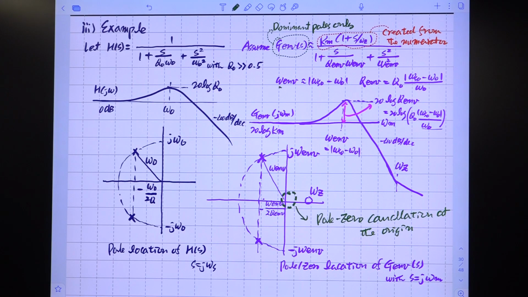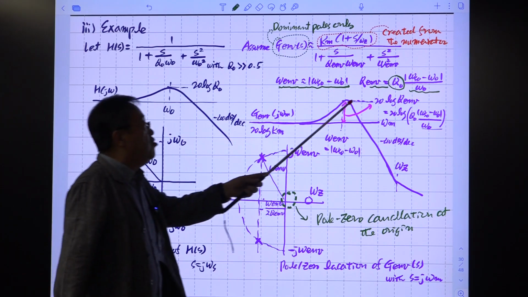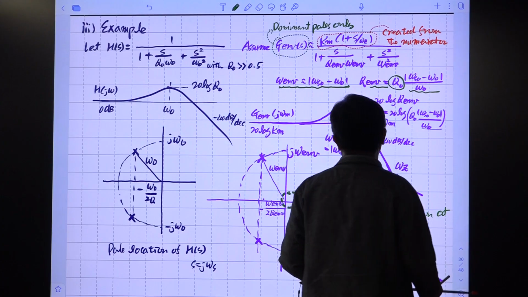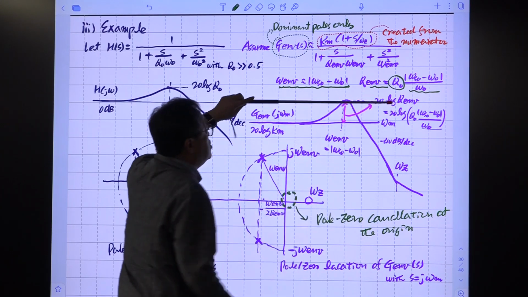So omega EnB is expressed like this, and the Q EnB is the Q of the resonant tank circuit, and you have a multiplication factor of this. So Q EnB can be larger than Q naught or smaller than Q naught. We already know this.